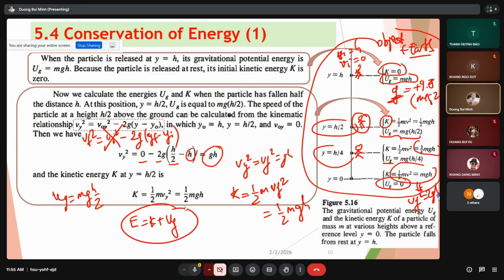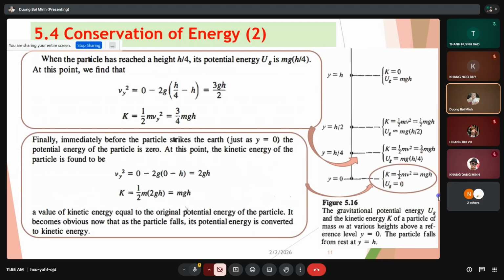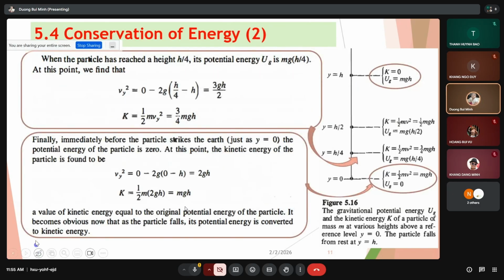Any questions? Easy, right? I also explain to you we can analyze any position. At any position we have kinetic energy and potential energy. Next position. Any questions so far?